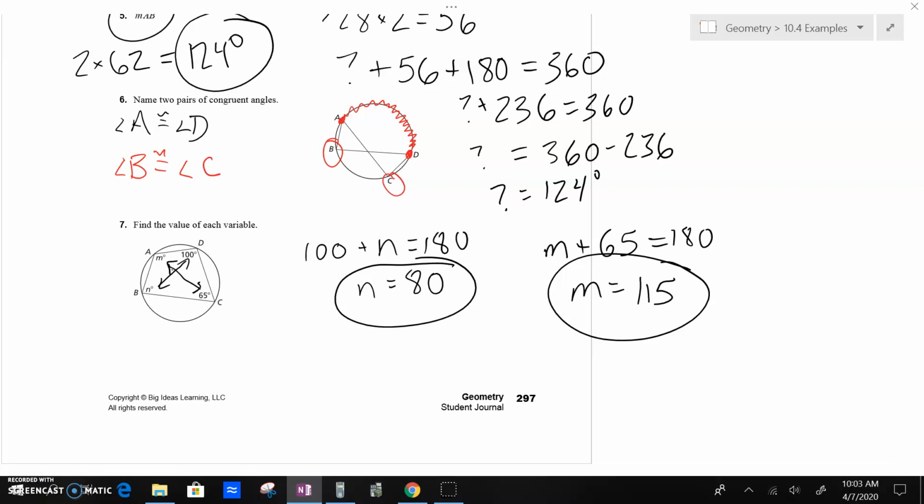So this is the set of examples that goes with 10.4. At this point, what we'd like you to do is try the 10.4 practice worksheet and then check your answers and then go on after that to the homework.